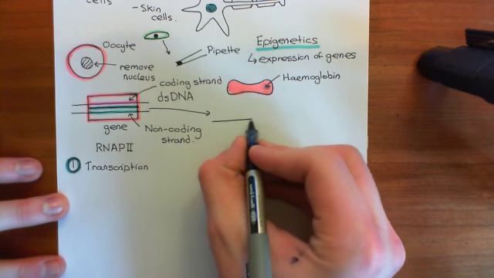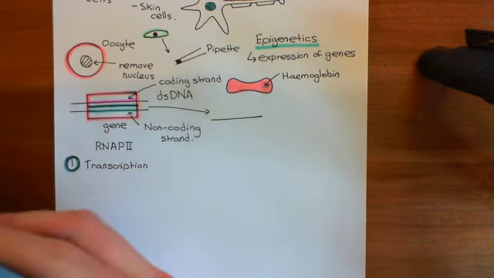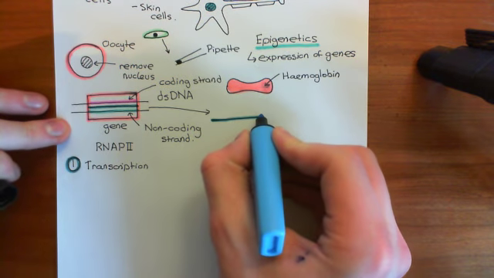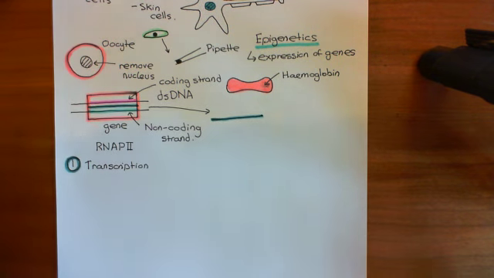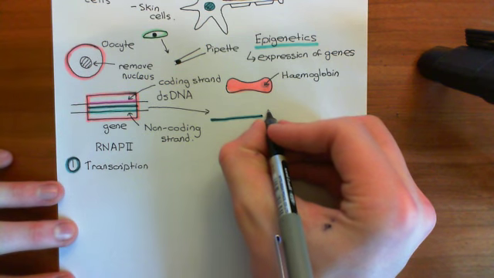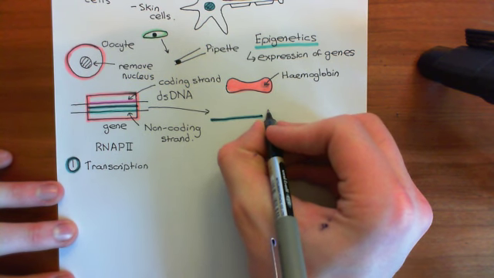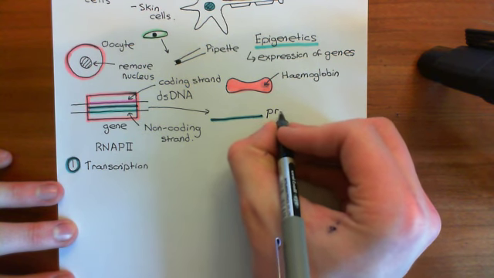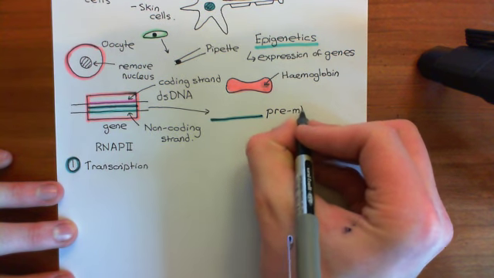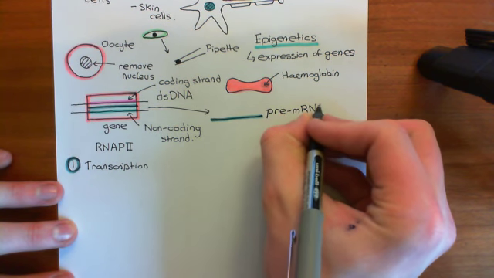So, you've now produced your piece of mRNA. So I'll put this here. So here is our piece of mRNA. Now this piece of mRNA is not yet ready to actually go through a ribosome and be translated. This is known as a pre-mRNA. Okay?